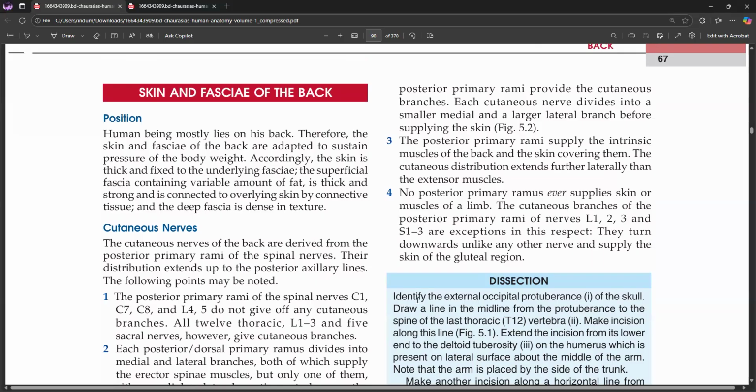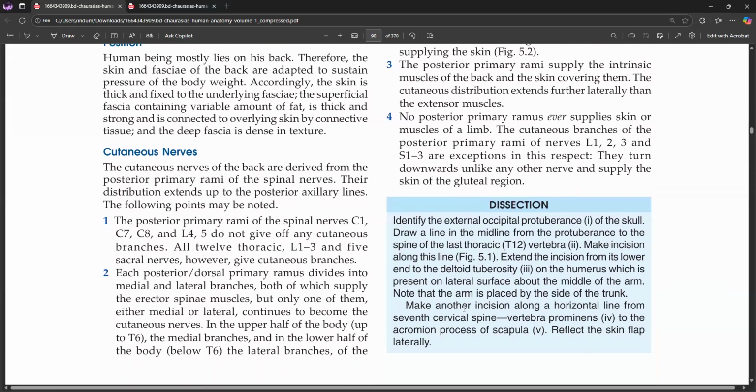Figure 5.2. Number 3. The posterior primary rami supply the intrinsic muscles of the back and the skin covering them. The cutaneous distribution extends further laterally than the extensor muscles. Number 4. No posterior primary ramus ever supplies skin or muscles of a limb. The cutaneous branches of the posterior primary rami of nerves L1, 2, 3, and S1 to S3 are exceptions in this respect. They turn downwards unlike any other nerve and supply the skin of the gluteal region.